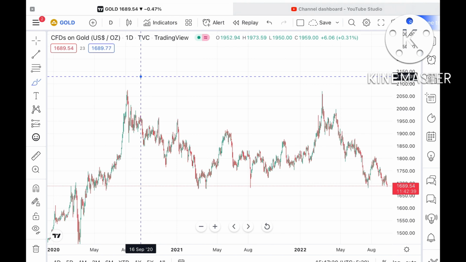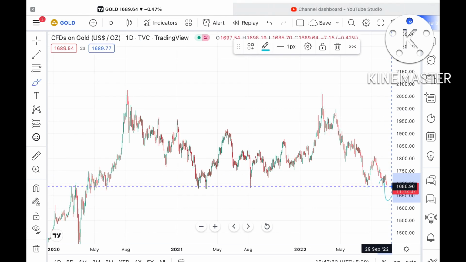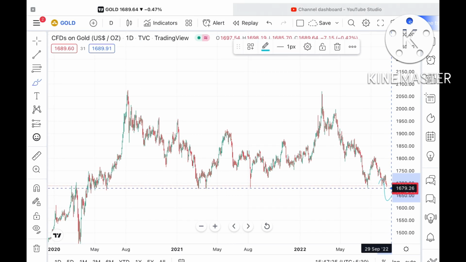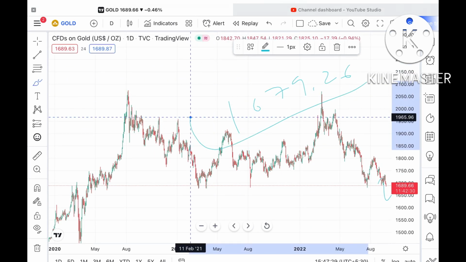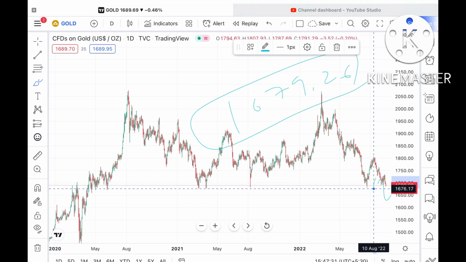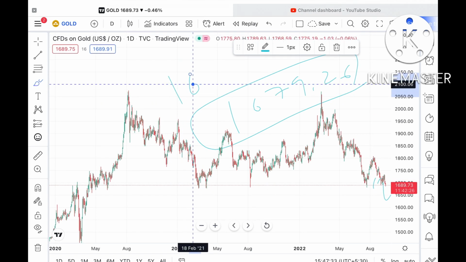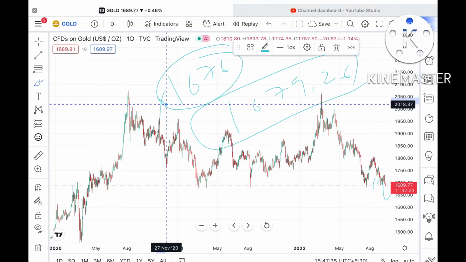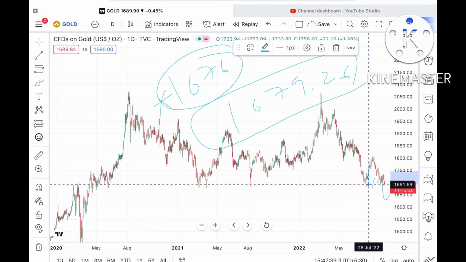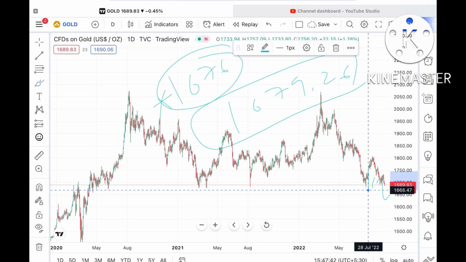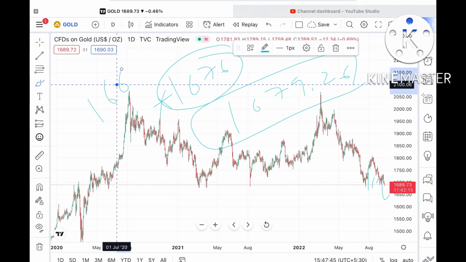Suppose this particular level doesn't sustain. What we can see is that the price of gold can come again to a level of $1679.26, and if it goes further down, it can touch a level of $1676. This is the particular support which is already being tested here. So the probability is very high that it can go further low towards a level of $1668.